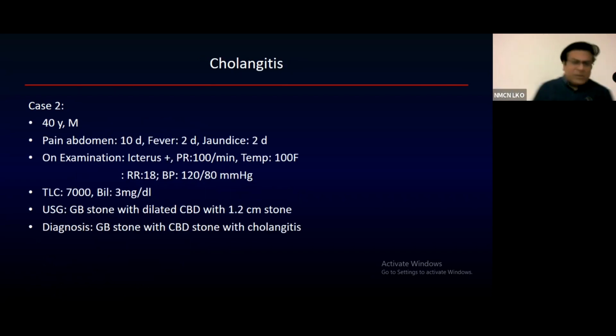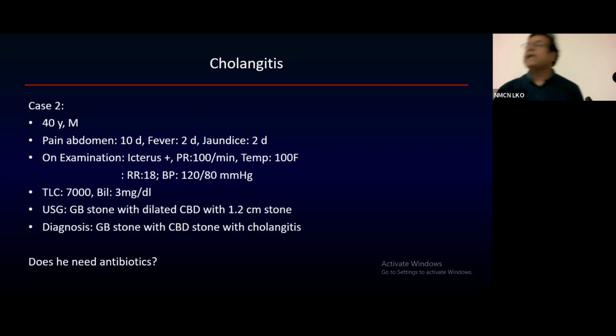Okay. So coming to a second case scenario: 40 male, pain in abdomen for 10 days, fever for 2 days, jaundice for 2 days. On examination, you have icterus, pulse rate of 100, temperature of 100, respiratory rate of 18 with a normal blood pressure, a normal TLC with a bilirubin of around 3. Ultrasound shows a gallbladder stone with a dilated bile duct with a 1.2 centimeter stone in the bile duct, that is choledocholithiasis, and the diagnosis is GB stone with CBD stone with cholangitis. Does he need antibiotics?